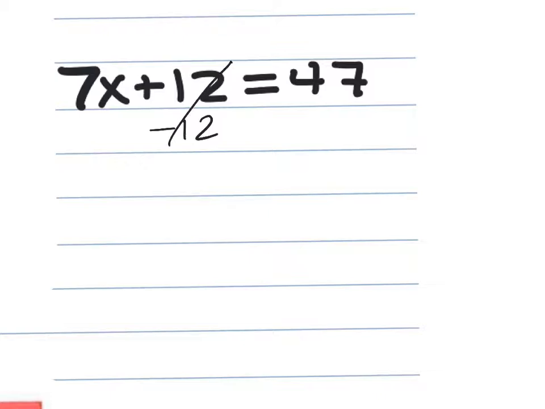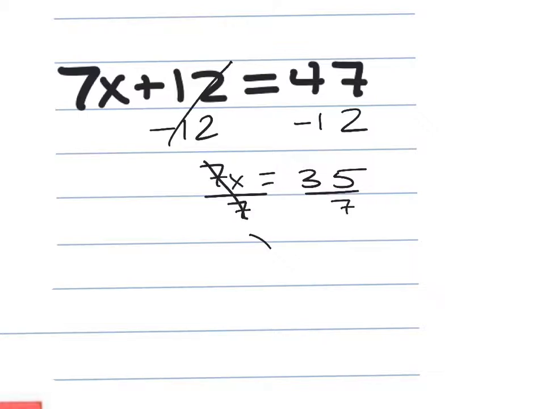Okay, let's subtract 12. And we get 7x is equal to 35. And then divide by 7. And when we do that, we find out that x is equal to 5. So 5 is the number that would make this true.